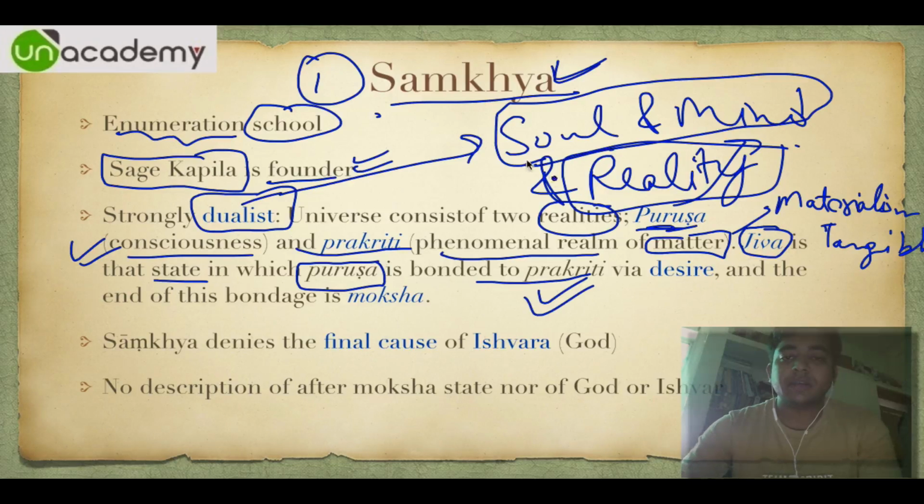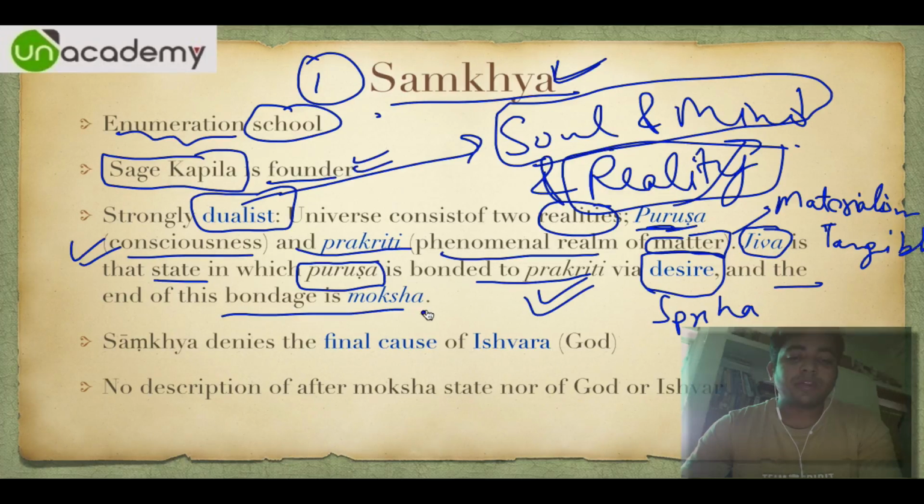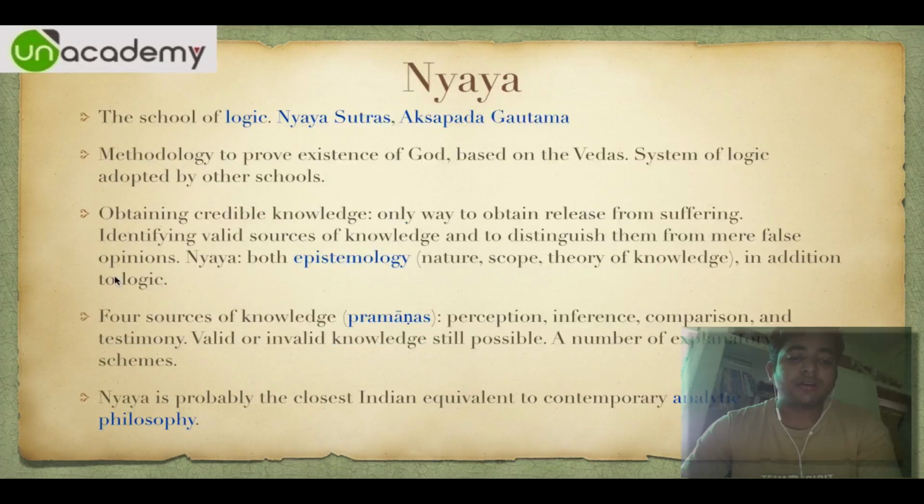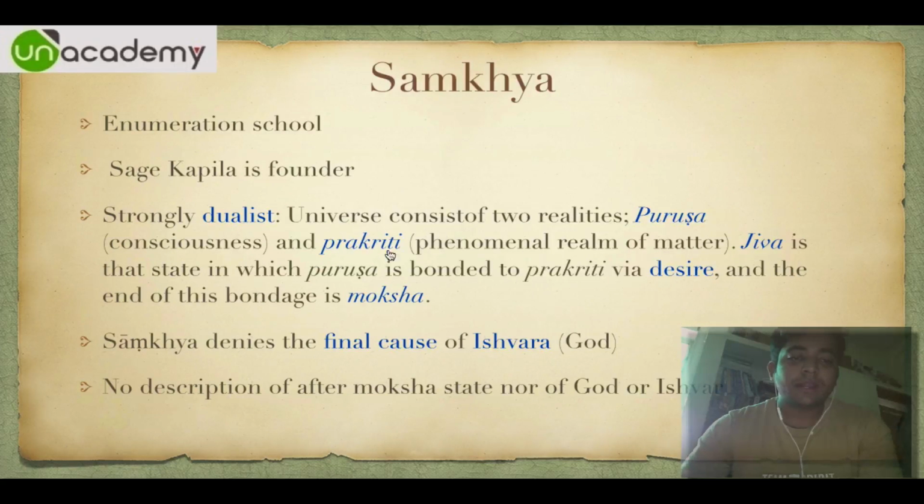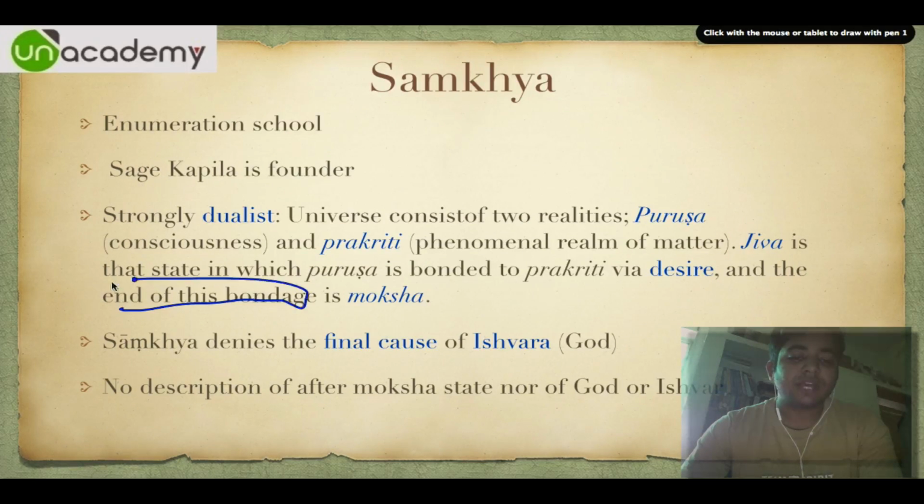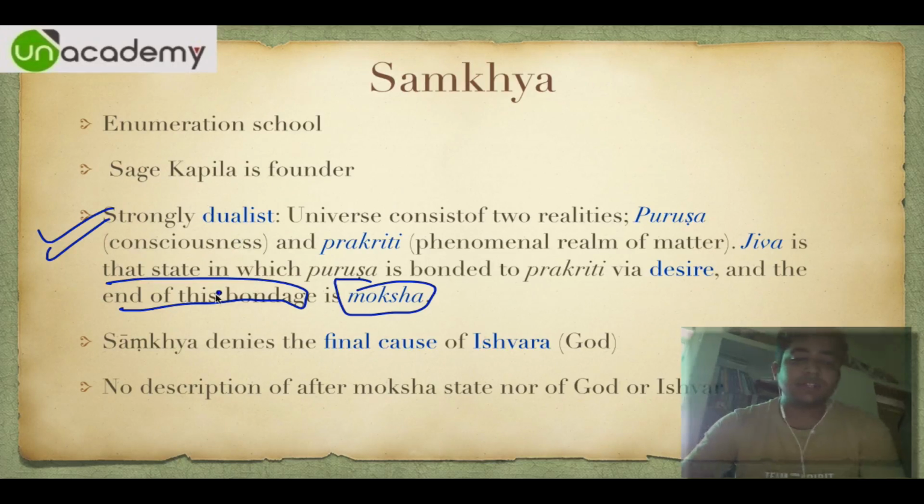Extremely important. These are the questions which are being asked. Via desire, it is Spreha. And the end of this bondage is Moksha. Please understand these things, they are asked in the examination.